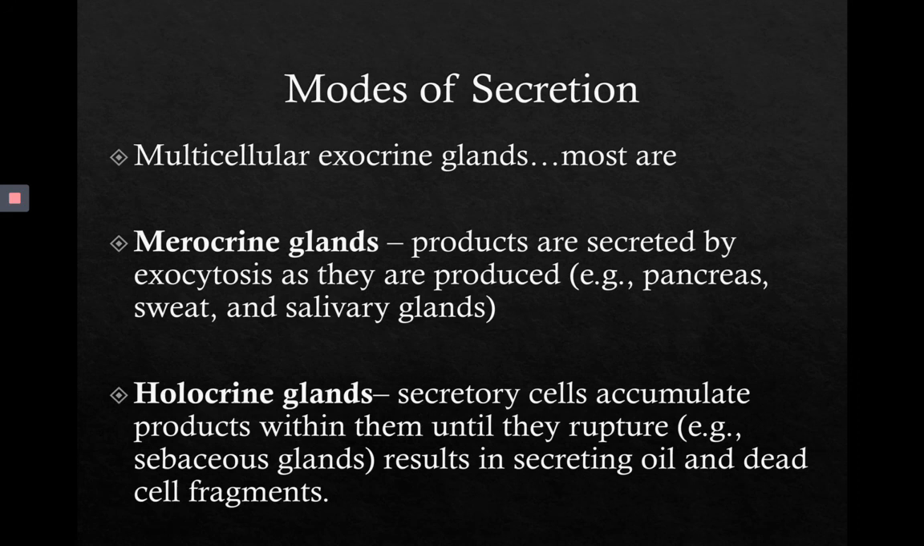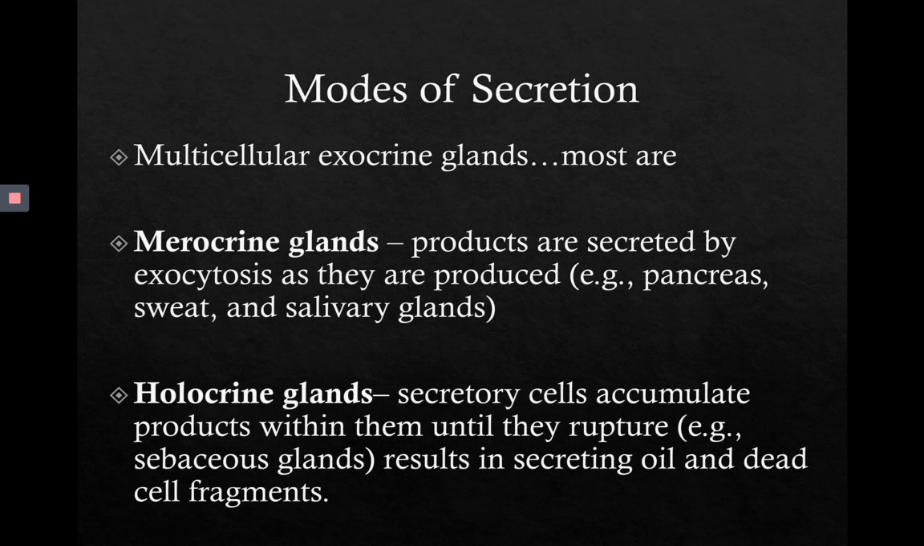The merocrine glands secrete their product by exocytosis. And the merocrine glands are going to have their epithelial cells be perfectly fine after the exocytosis. Whereas the holocrine glands, they're going to secrete their cells via cell rupture. So when the secretion goes to the duct, there's going to be secretion plus cell fragments.